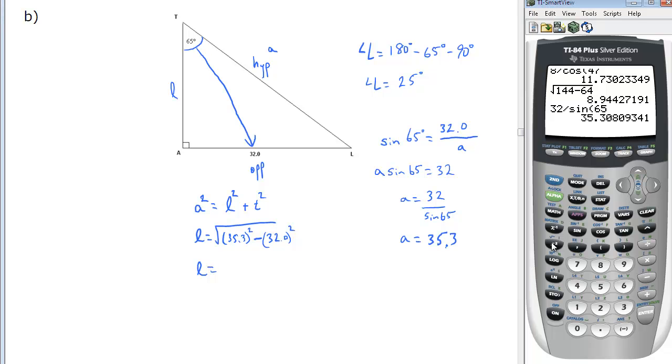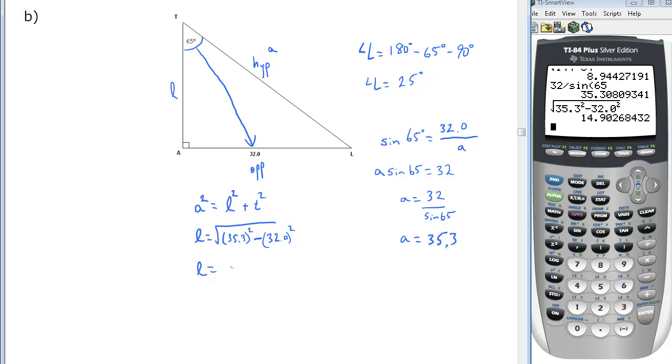So the square root of 35.3 squared minus 32.0 squared, and that gives us 14.9. So that's 14.9 to 3 significant digits. So if we just write our pieces here, 14.9, this one's 35.3, and this was 25 degrees.